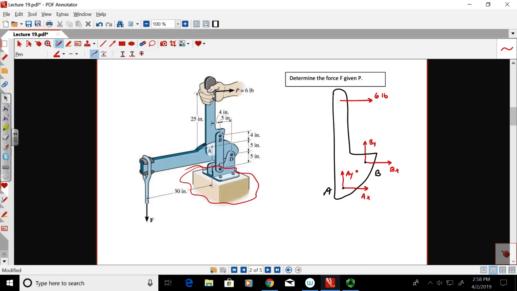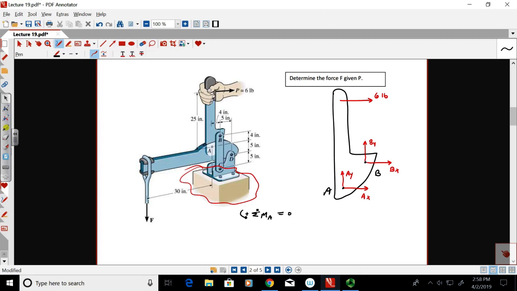Yeah, you can move. Moments? Yeah. So which one do we want to do moments about? What point? A. Okay, let's try it. So if I do sum of the moments about A equals 0, that's cool. Let's try it.